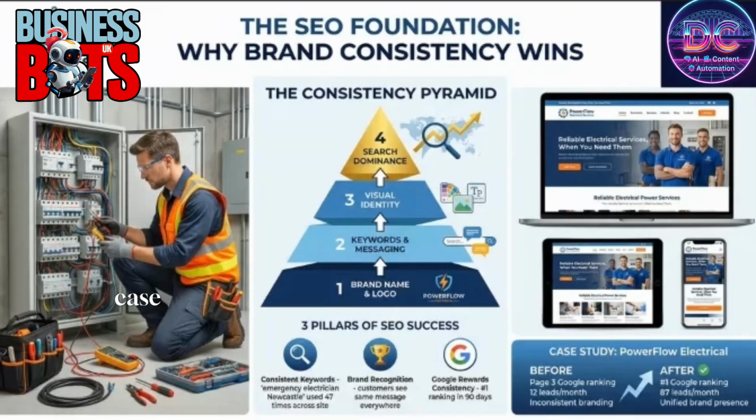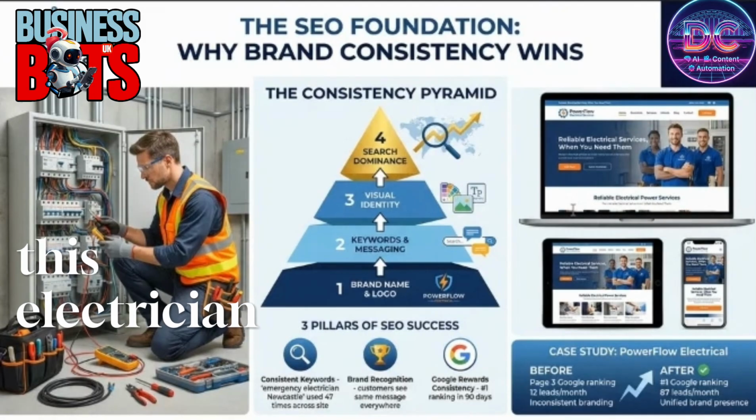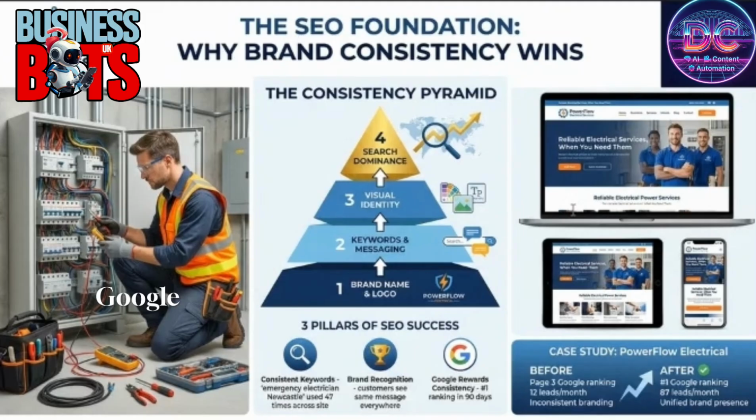Now, look at the case study data on the right. Right here. Before this transformation, this electrician was stuck on page 3 of Google. People have those problems. They were getting maybe 12 leads a month, let's say. Now, why is that? What is the big problem for businesses? What are they facing today?